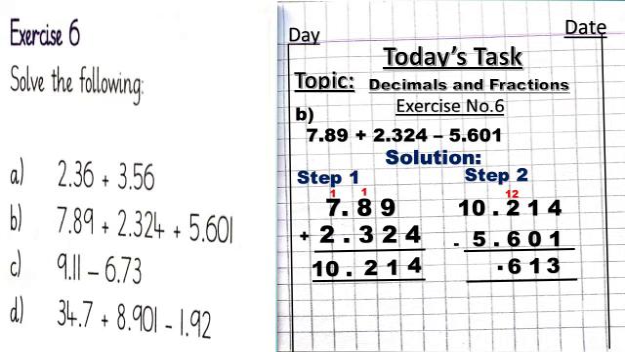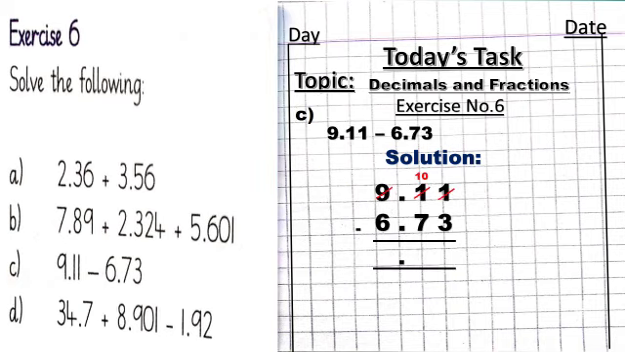Now subtracting 5 from 9. After subtracting, we will get 4. And this one will become 0. So it's not necessary to write 0 here. Our final result is 4.613. Let's move to part C, that is 9.11 minus 6.73.